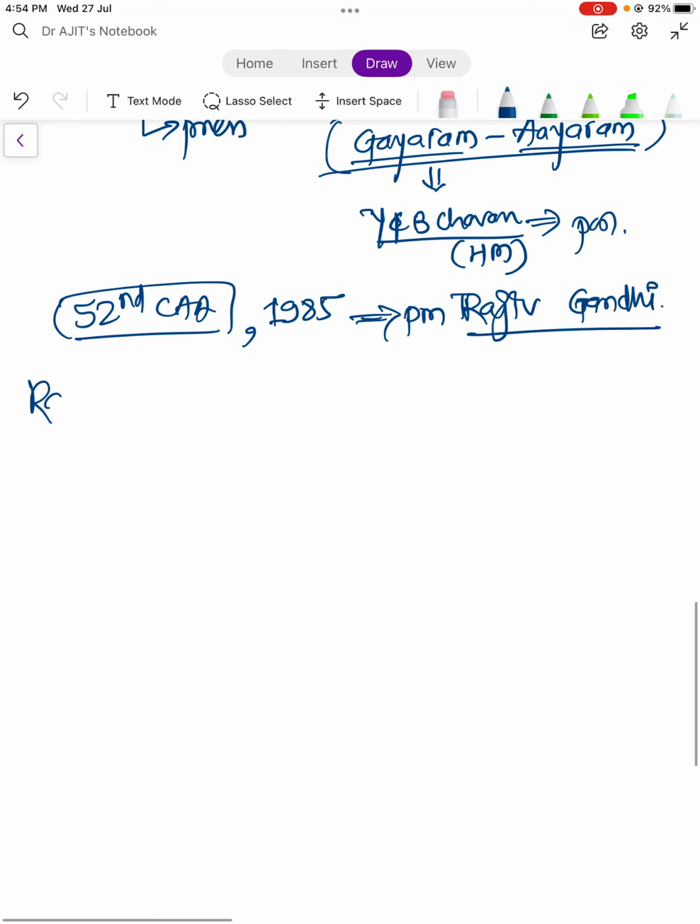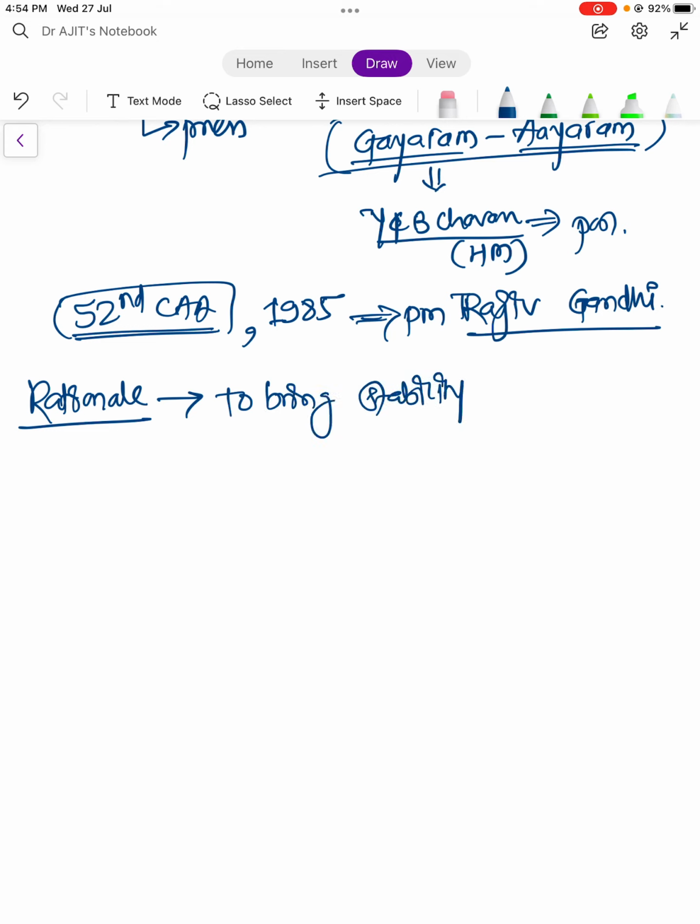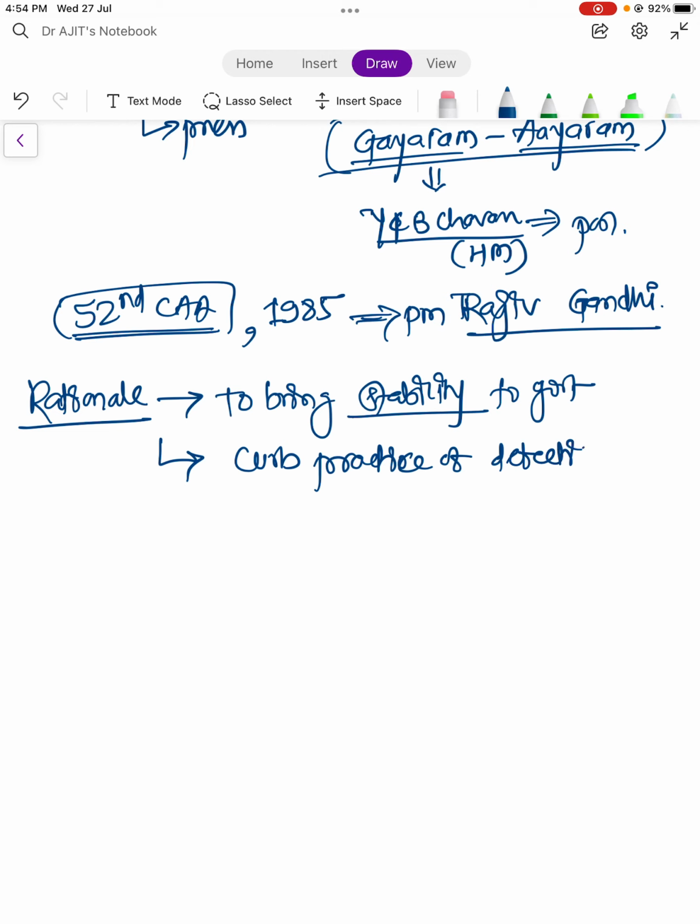Now we will see the rationale behind the 52nd Constitutional Amendment Act. So what is the rationale? The main aim to bring this amendment was to bring stability in the government, or stability to the government, by discouraging legislators from changing parties. It wanted to curb the practice of defection and punish them. This was the rationale or intention behind the 52nd Constitutional Amendment Act.